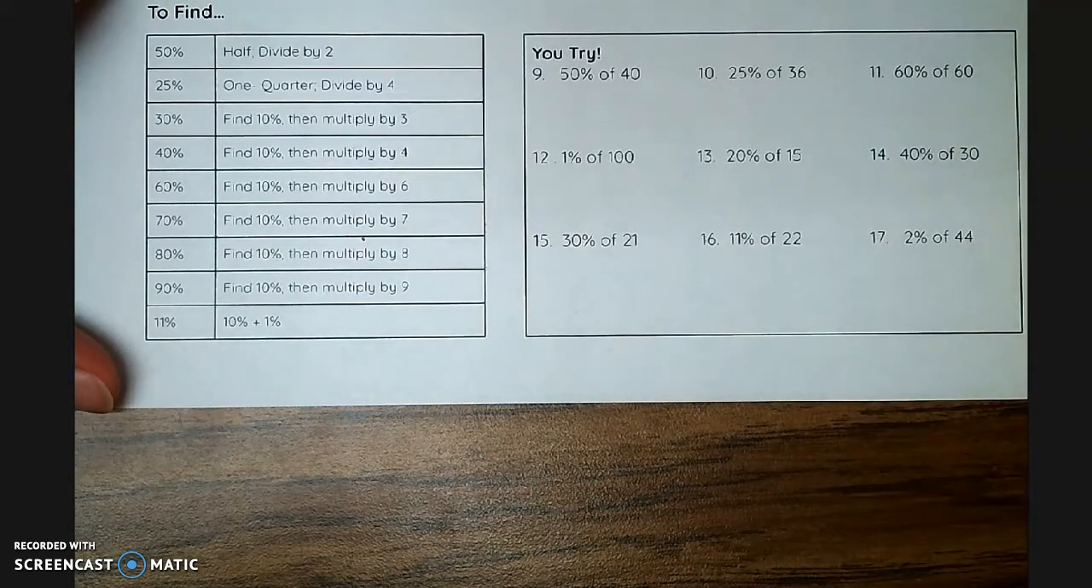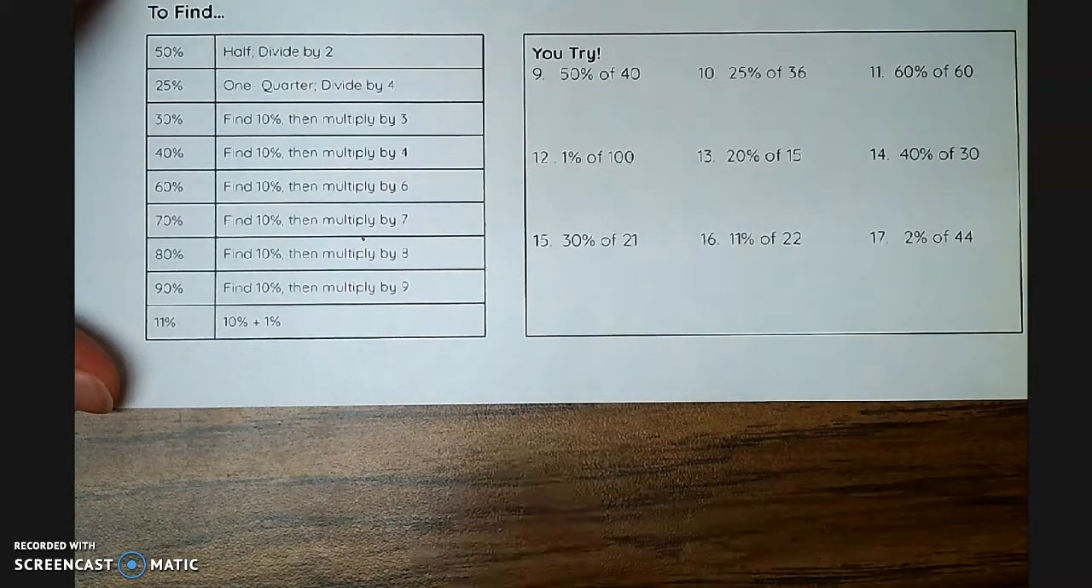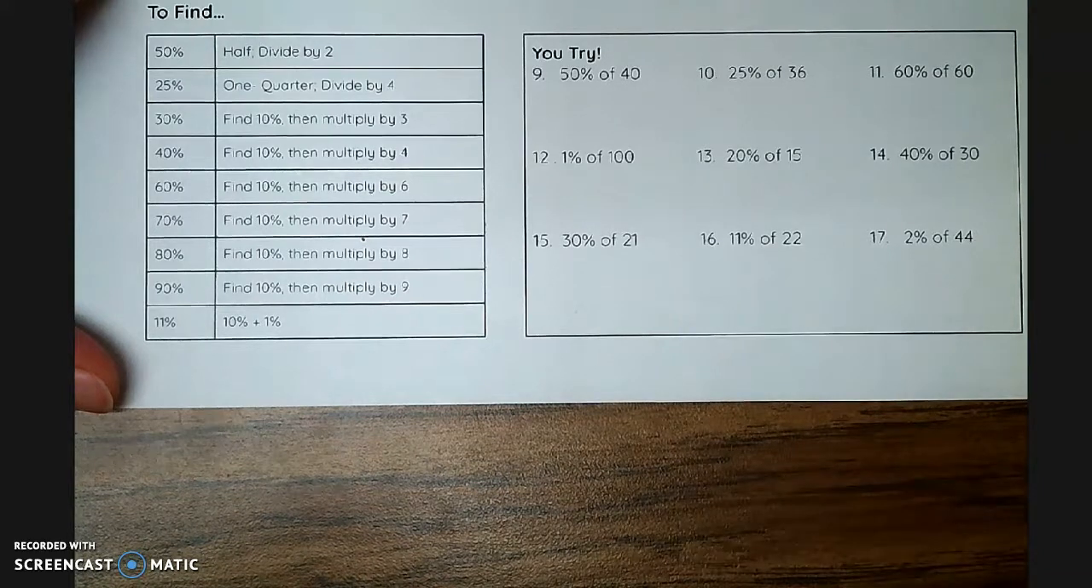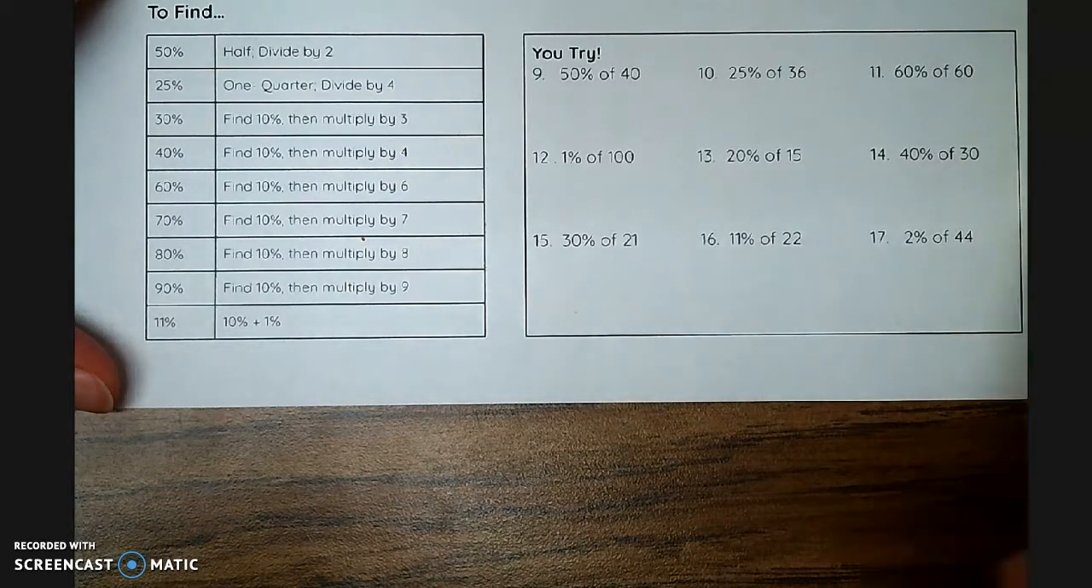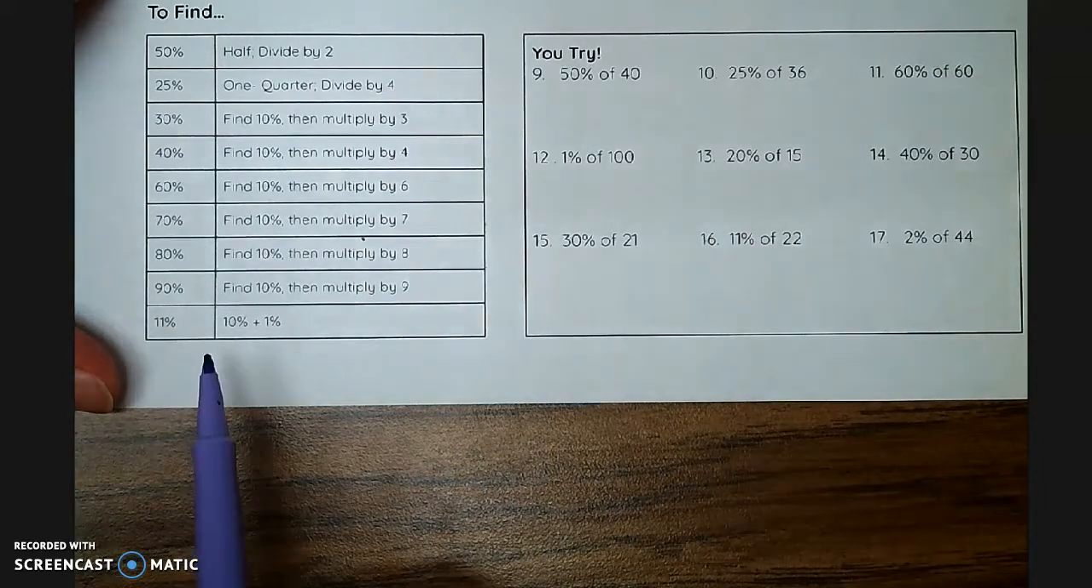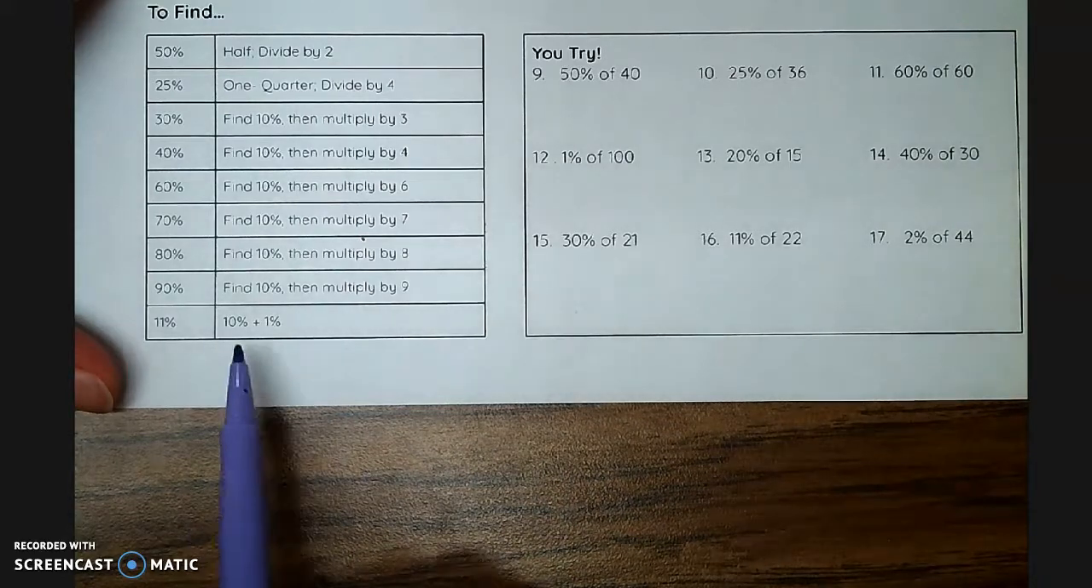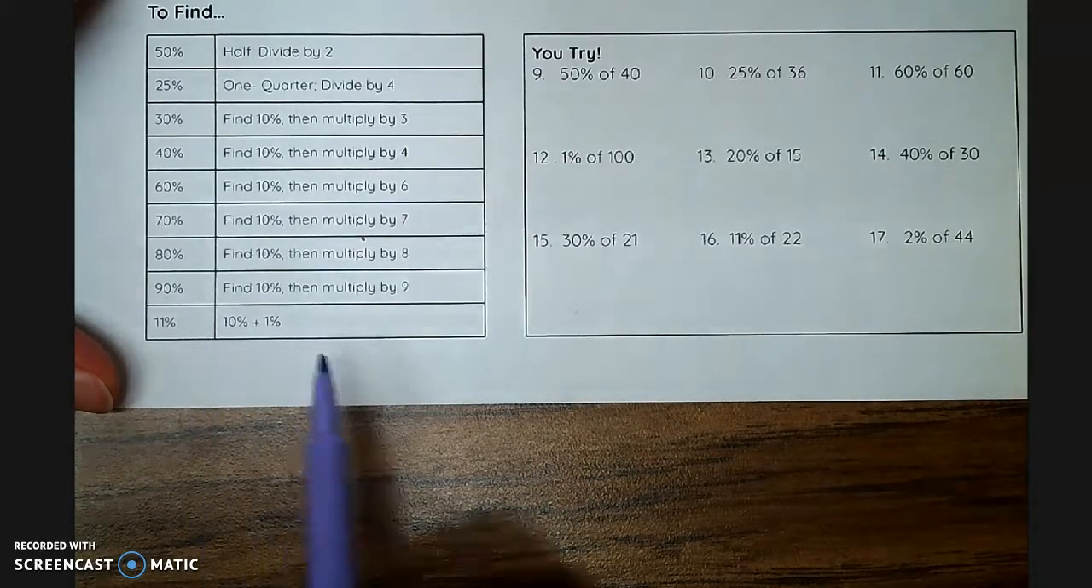These are things that we've kind of been doing with our bar charts. We've just been counting by that and then finding it on our bar chart. So these are just little quick fixes. Mentioned down here, 11%, finding 1% and then adding it on there. And we haven't talked about 1%.